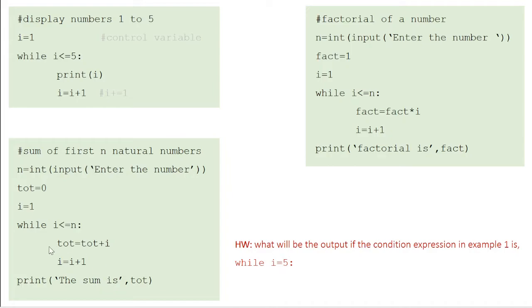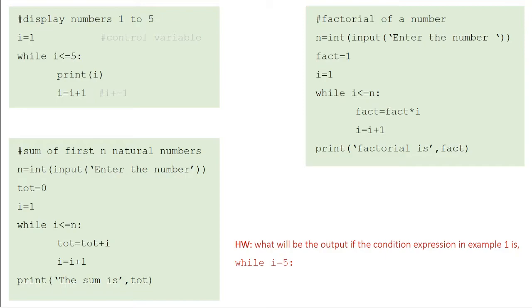So always make sure when you define the condition expression, at some point it has to become false, only then the loop will be terminated, otherwise you get an infinite loop. Now you can see in the first example what will be the output if the condition expression, instead of while i less than or equal to 5, is while i equal to 5. This is not relational equal, this is assignment. Okay, while i equal to 5, what will be the output? This is an assignment for you. You can do it for yourself.